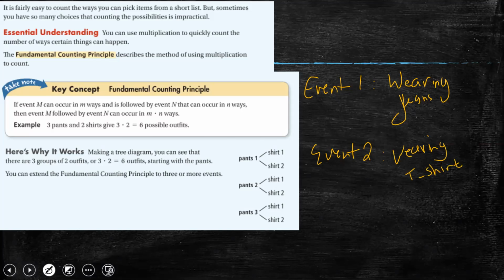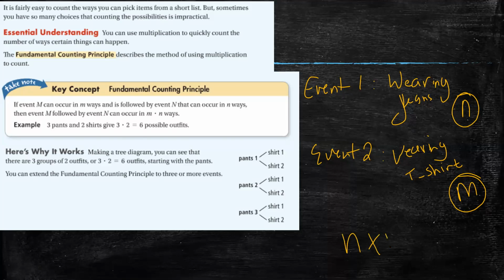Now, for the first event, we have a number of ways, which we name N. And for event 2, we have a number of ways, we name it M. If I'm asking you how many ways you can wear jeans with a T-shirt, or how many possible outfits, or what are your options, you have to multiply N times M. So we use multiplication.